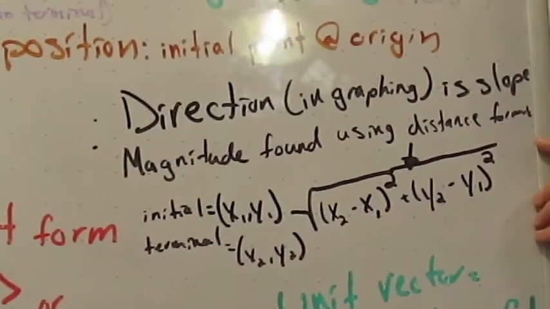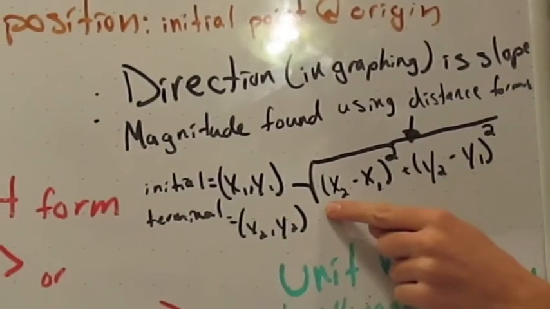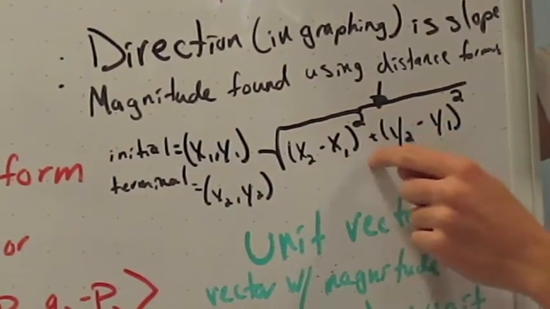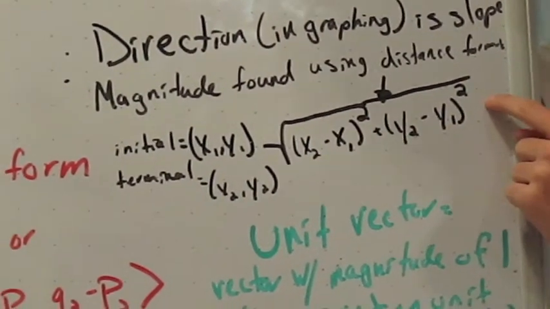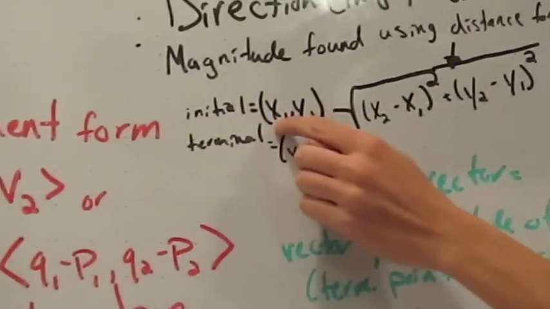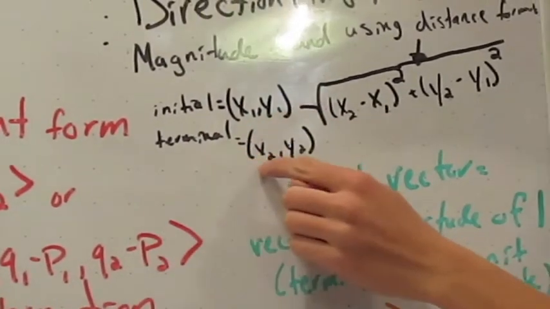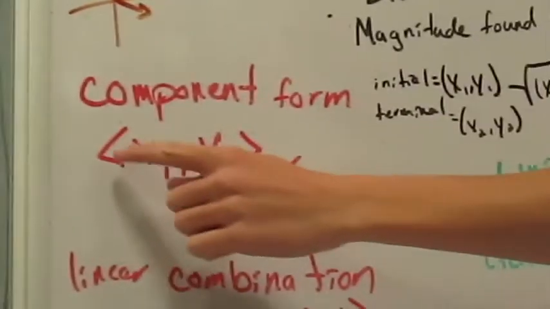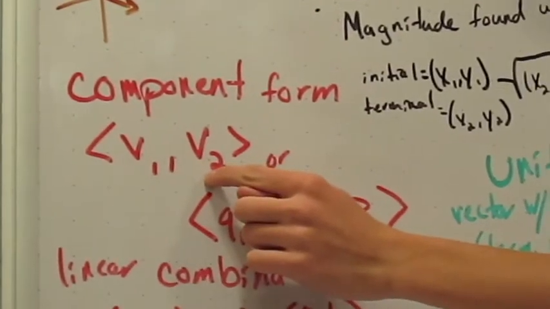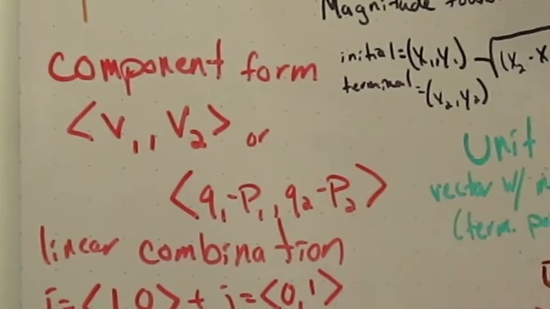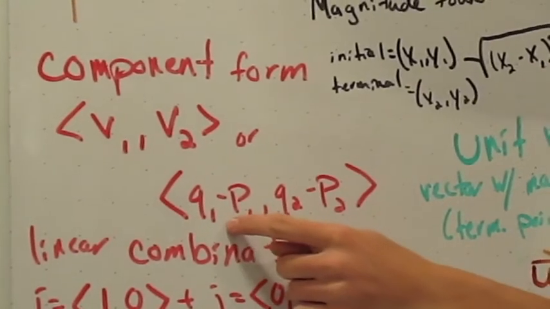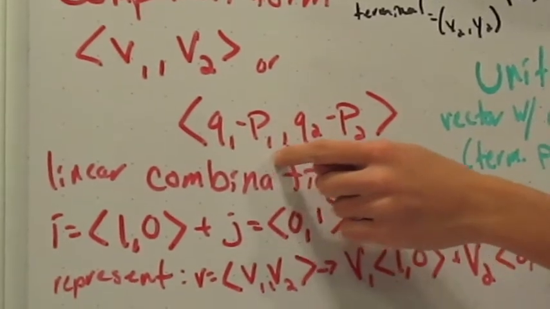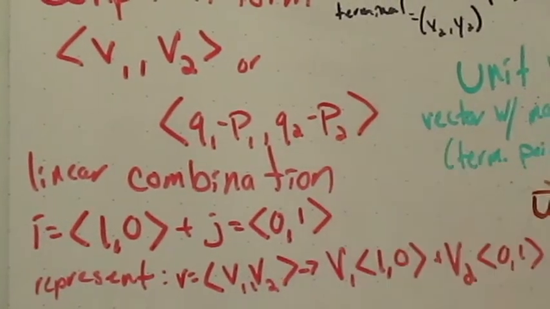Magnitude can be found using the distance formula. The distance formula is the square root of (x2 minus x1) squared plus (y2 minus y1) squared. The initial point would be x1, y1, and the terminal point would be x2, y2. Now, the component form of a vector is v1, v2. If its initial point is not at the origin, then it would be represented by q1 minus p1, q2 minus p2.